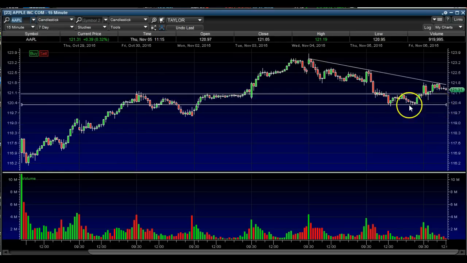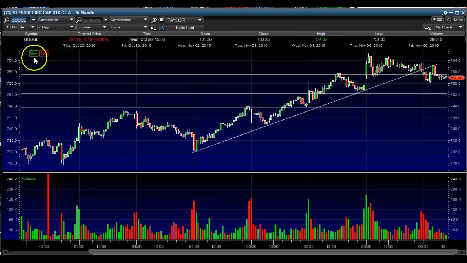If that breaks, the next level we have is that gap fill. It's a really small gap. I'm not even going to call that a gap because it's too small. But we do have some support around this level at about 119.70, 119.65. Okay. Move on to Google.